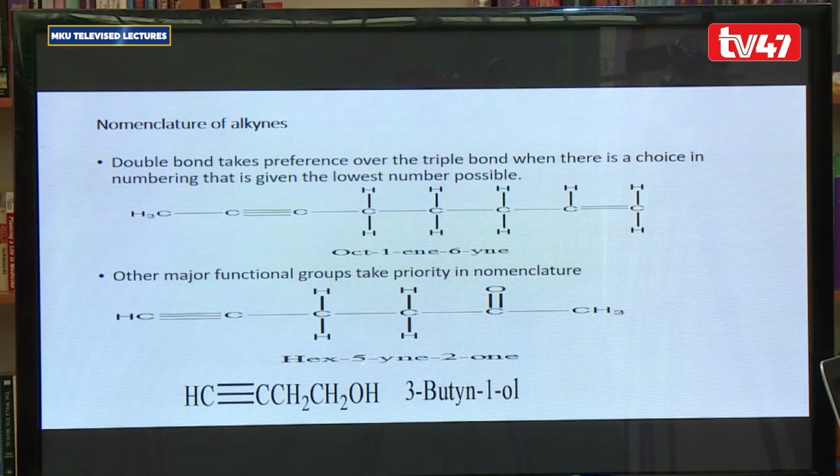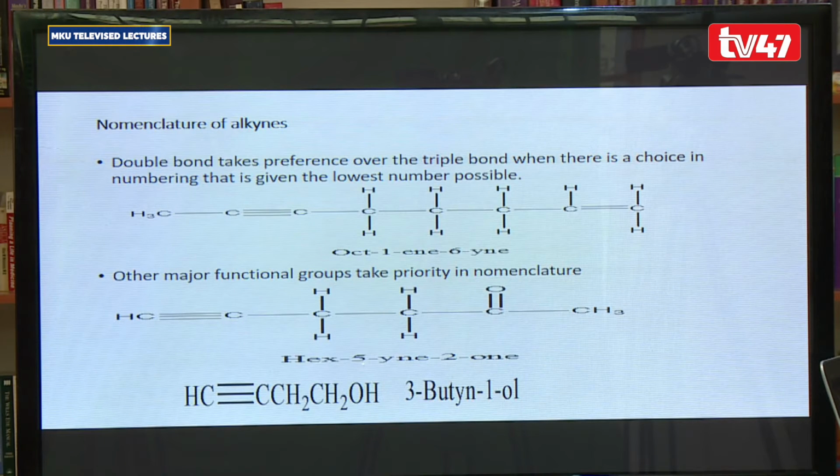You can have a situation where you have a triple bond and a double bond. That molecule becomes an alkyne, but the double bond takes preference over the triple bond, meaning that it is considered an alkene with a substituent at a position which has a triple bond. So when you are naming it, you name it as an alkene with an attached triple bond at that position.